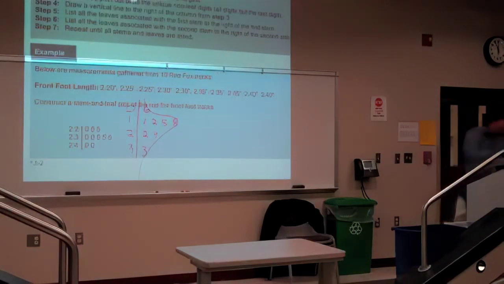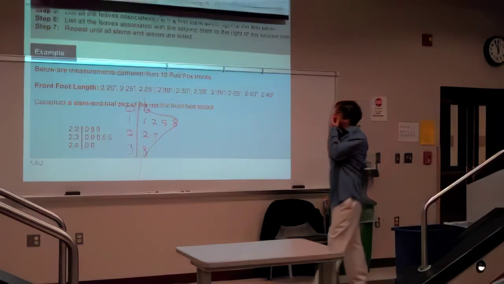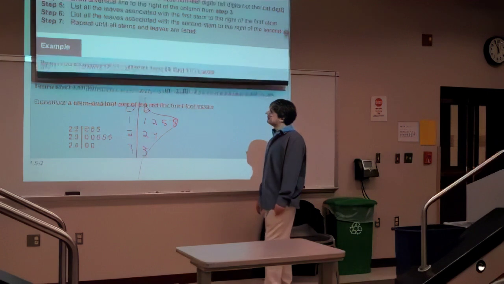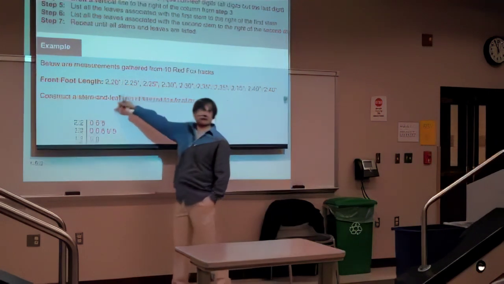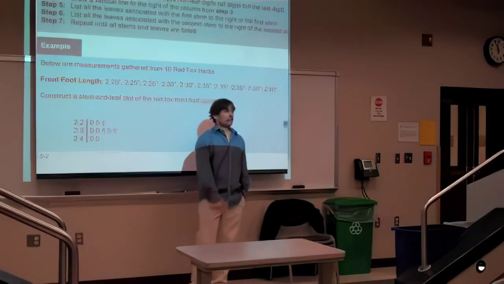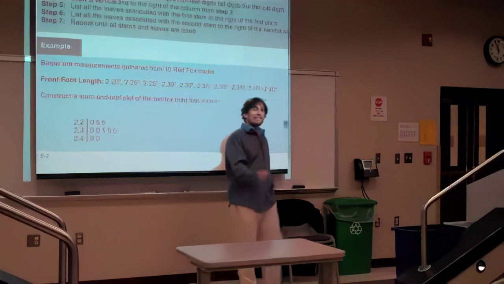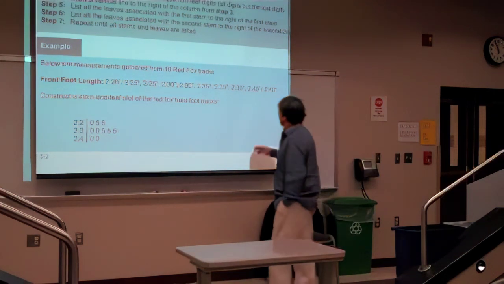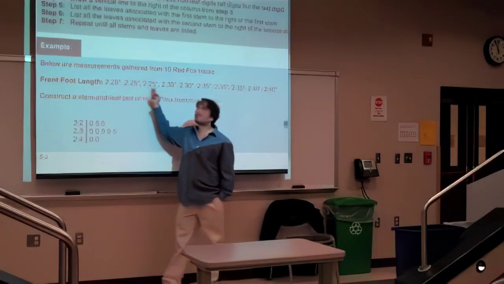Okay, so here's my example of one that's a little more challenging. So these are my red fox tracks for the front foot length again. Now in this case, they're all 3 digits, so I don't have to change them at all. Because we have 3 digits instead of 2, a leaf, in this case, is just going to be 1 digit, which is the last digit up here. The stems are going to be the first 2 digits.